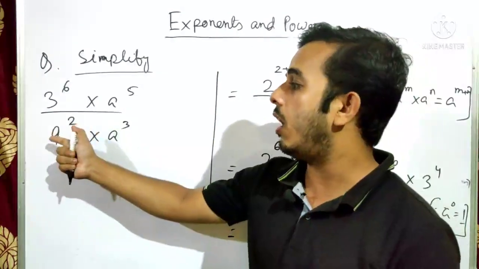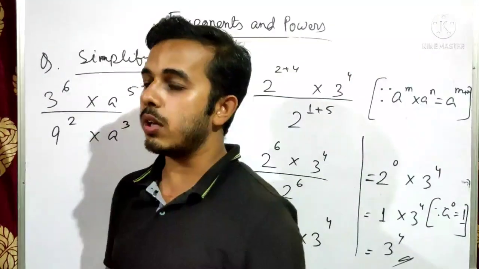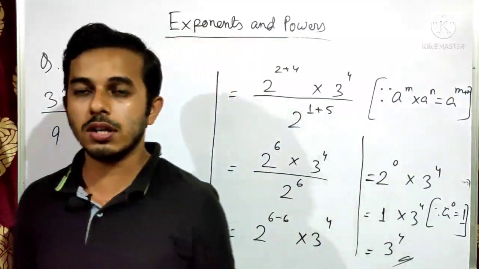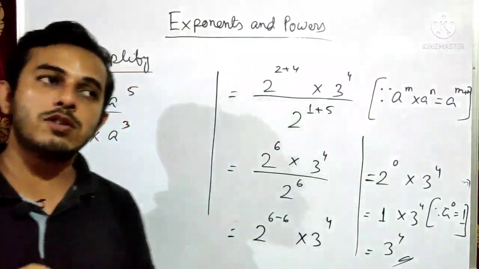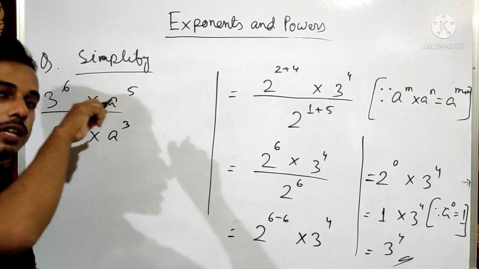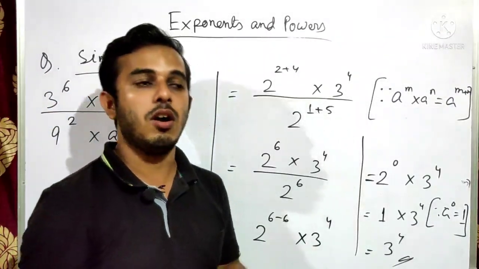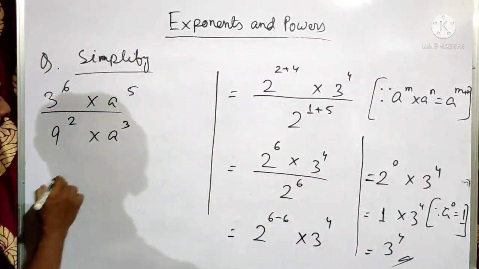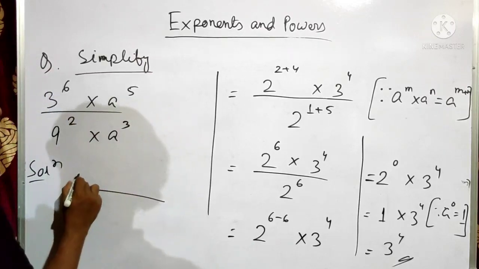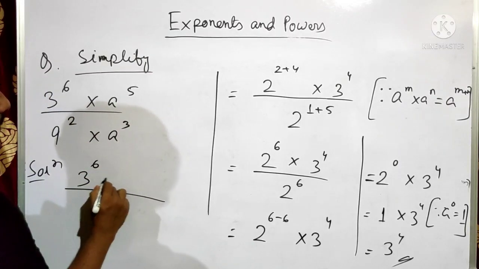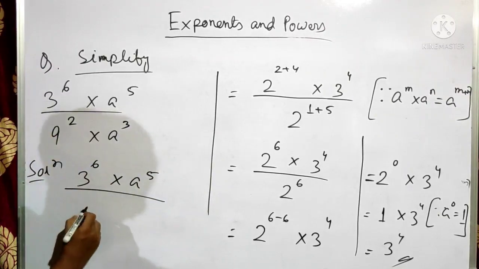Which one will we opt for? We will opt for making 9 as base 3, because 9 can be written as 3 into 3. So in place of 9 we can write 3 square. In the previous one, in place of 4 we wrote 2 square. Same in this case, we will write 3 square. So let's have a look. The numerator will be the same, 3 power 6 into a power 5, divided by, in place of 9 I am writing 3 square.